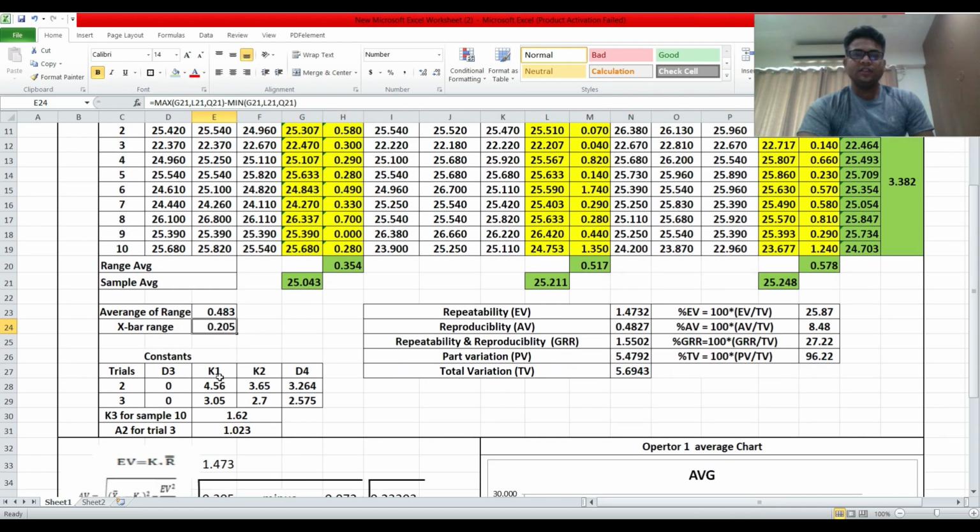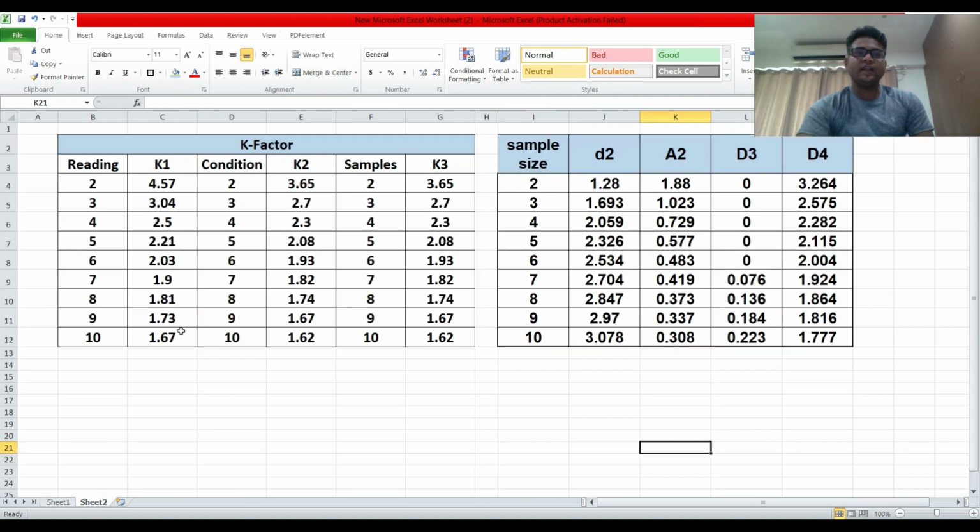So guys, these are some constants. You have to remember these. There is no explanation for these constants. For trial 2, D3 is 0, D3 is also 0 for trial 3, K1 for trial 2 is 4.56, for trial 3 is 3.05, K2 is this, and D4 is this. And K3 for sample 10, here I have taken 10 samples, so K3 for 10 samples is 1.62. So guys, in this sheet I will show you the constant values.